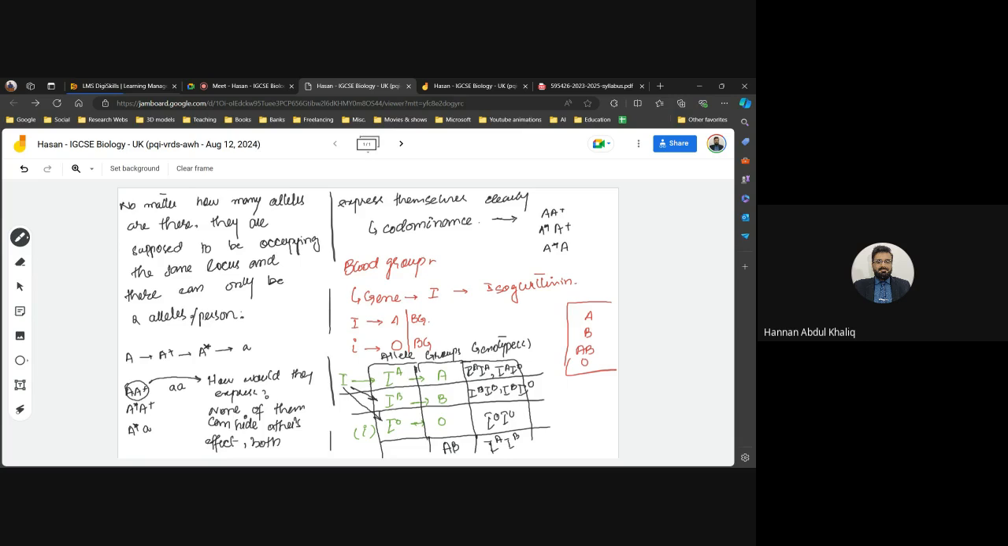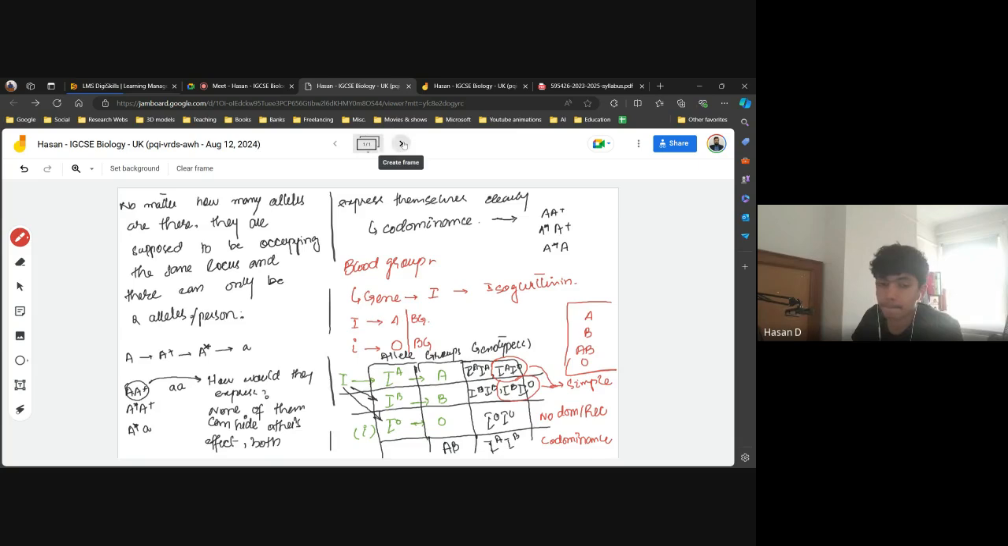So this phenomenon, see over here, you can clearly see. Look at the circled genotypes. These are clearly showing simple dominance. And IOIO is showing no dominant-recessive relationship, because both are the same. But these are showing codominance relations. Is that clear?